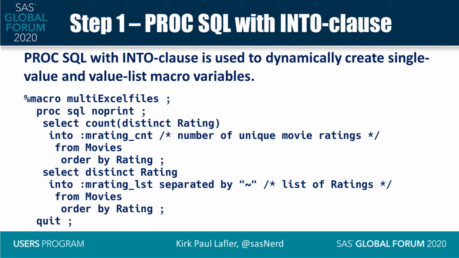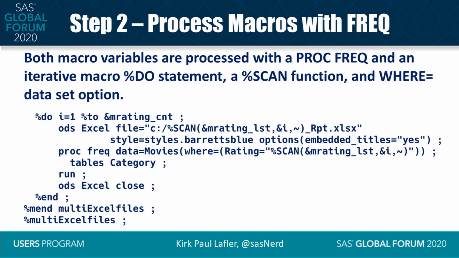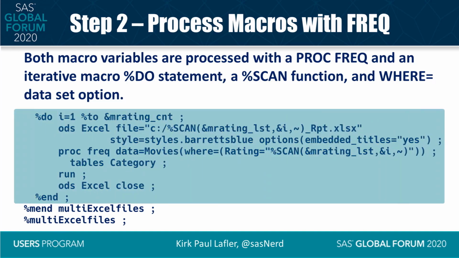Step 2. Both macro variables are processed with a PROC FREQ and an iterative macro %do statement, a %scan function, and where equals dataset option. Essentially, we're going to iterate through this, however many unique values there are for the rating variable. In our case, there's 4. So we're going to iterate through this do loop 4 times.